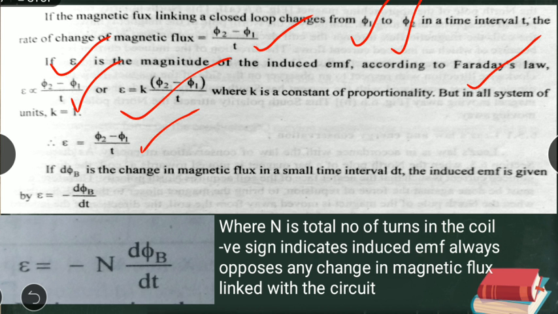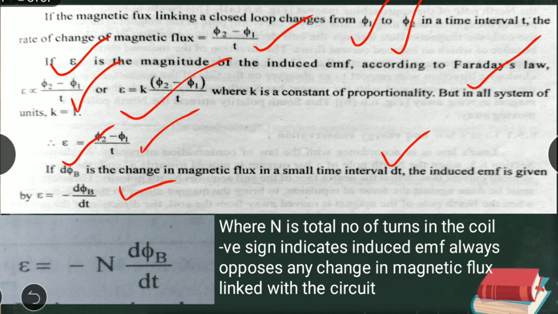Suppose dΦB is the change in the magnetic flux in a small time interval dt. For the small time interval dt, dΦB is the magnetic flux changed. So we can write the induced EMF E is equal to minus dΦB by dt. So here E is equal to minus N into dΦB by dt.